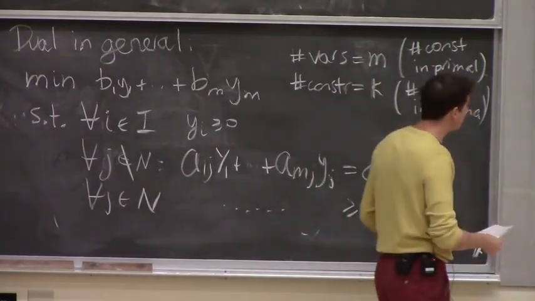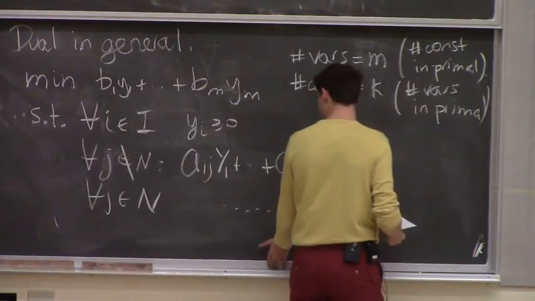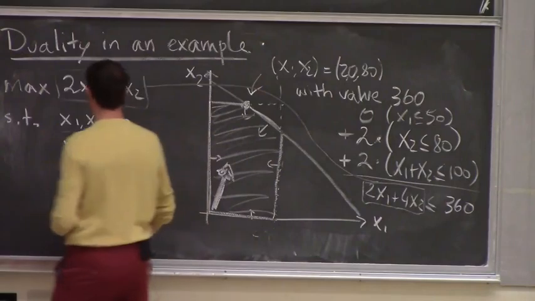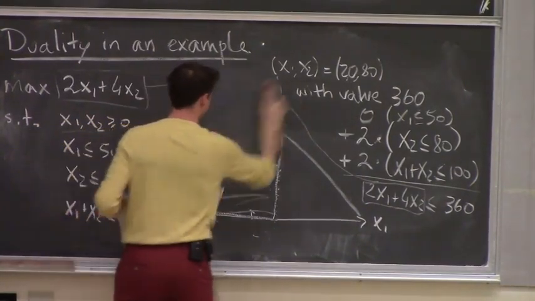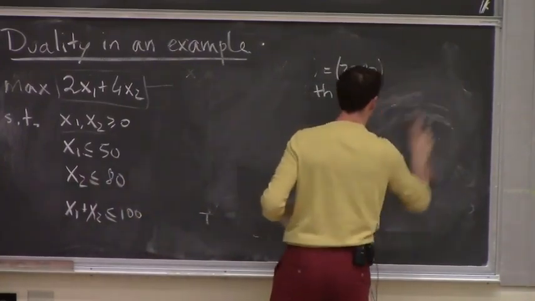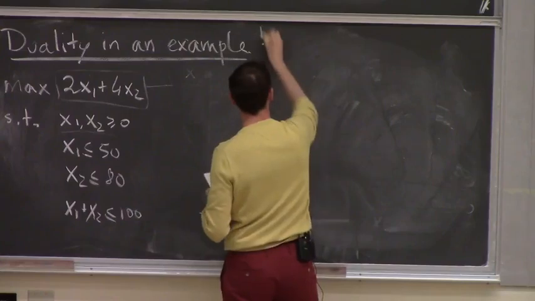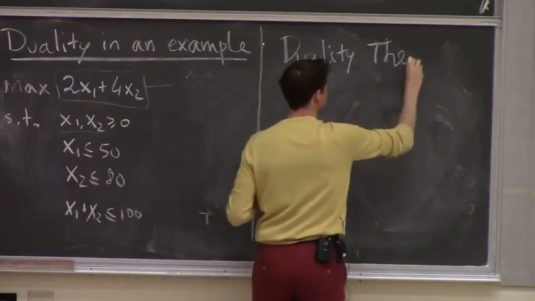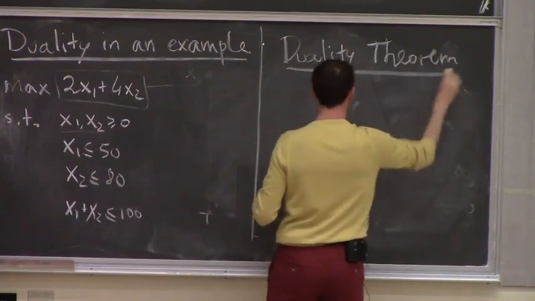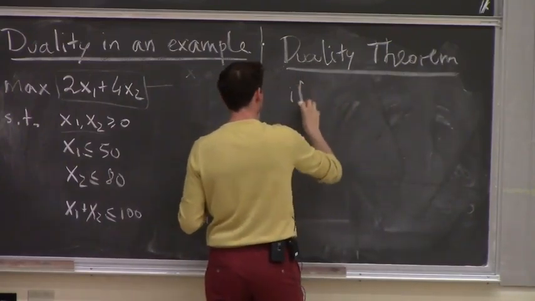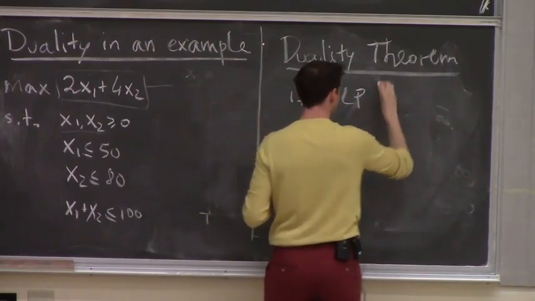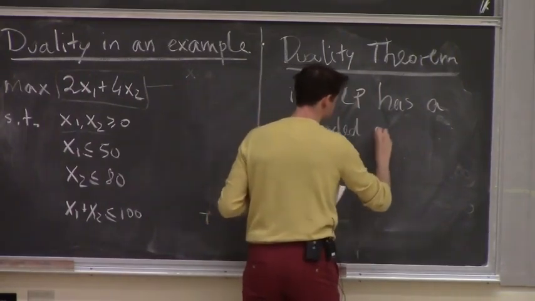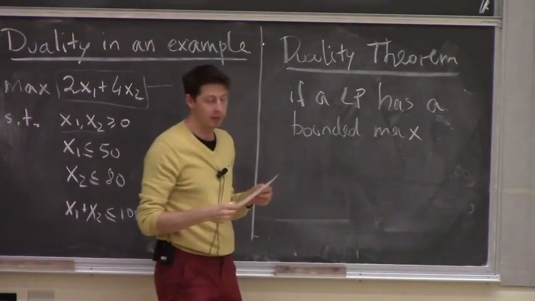It is actually a theorem that I will write maybe here, so we get rid of this part. That's called the duality theorem. That says that if a linear program has a bounded maximum. But why do I want this assumption?